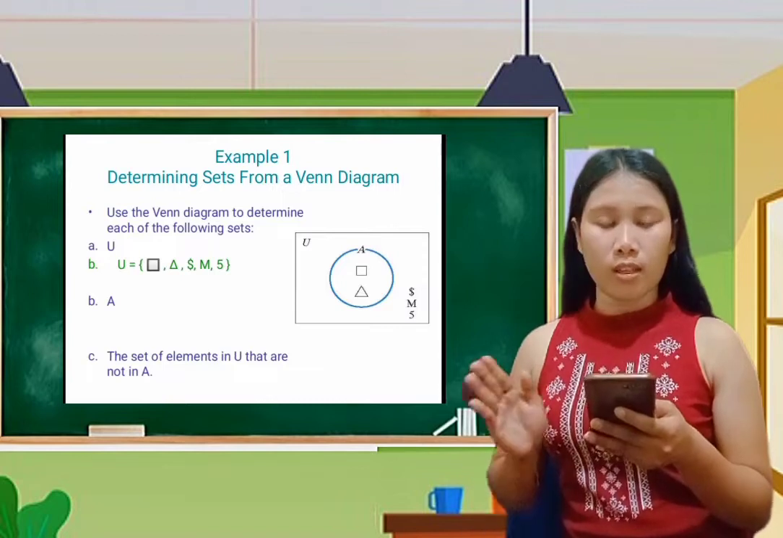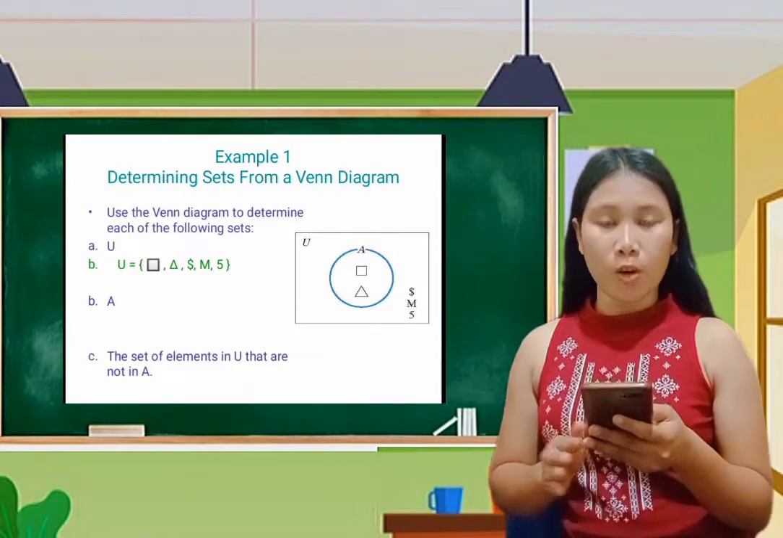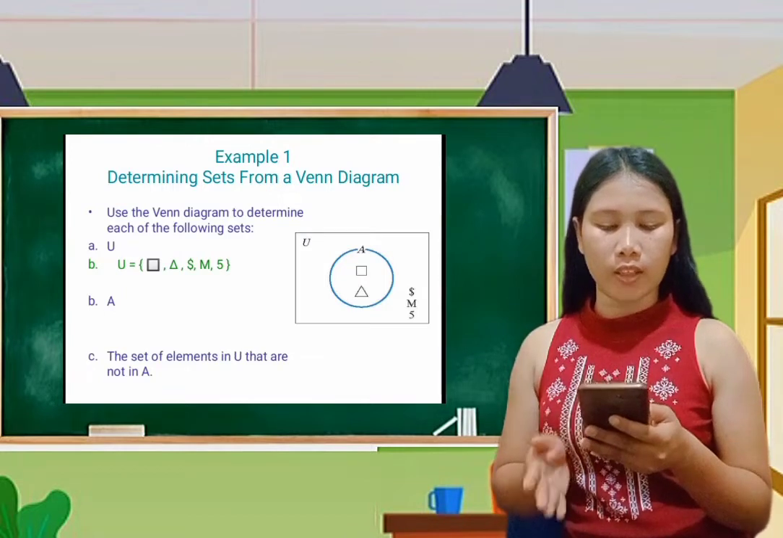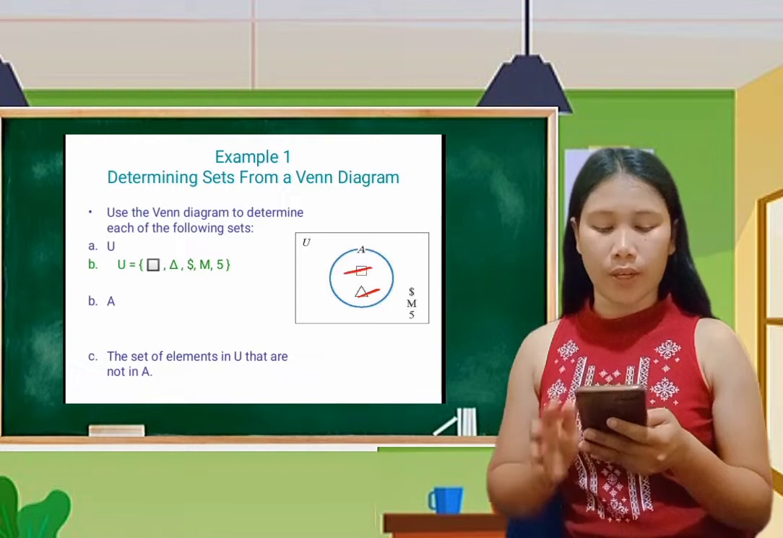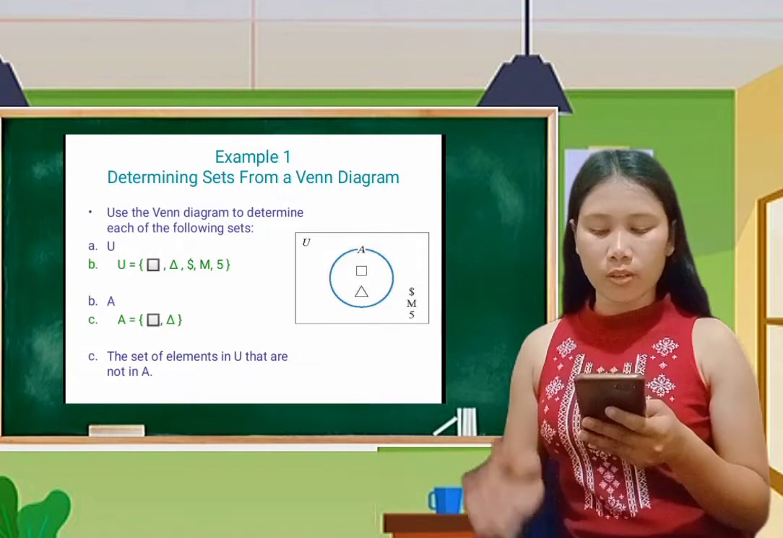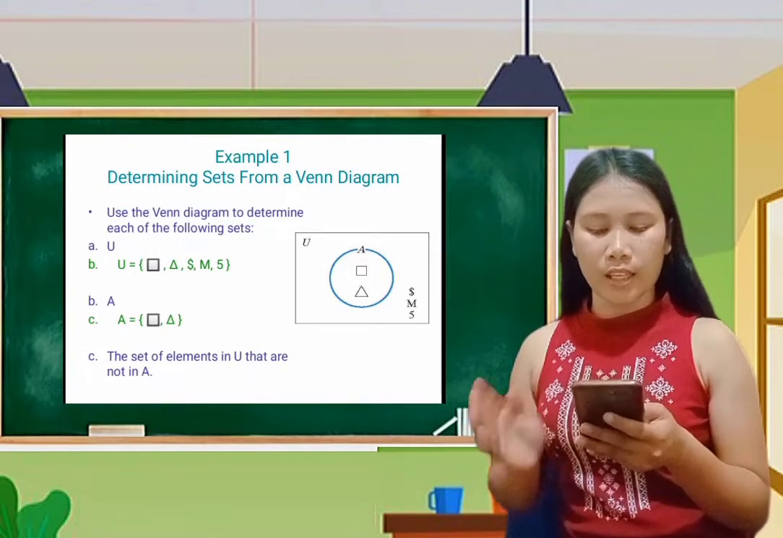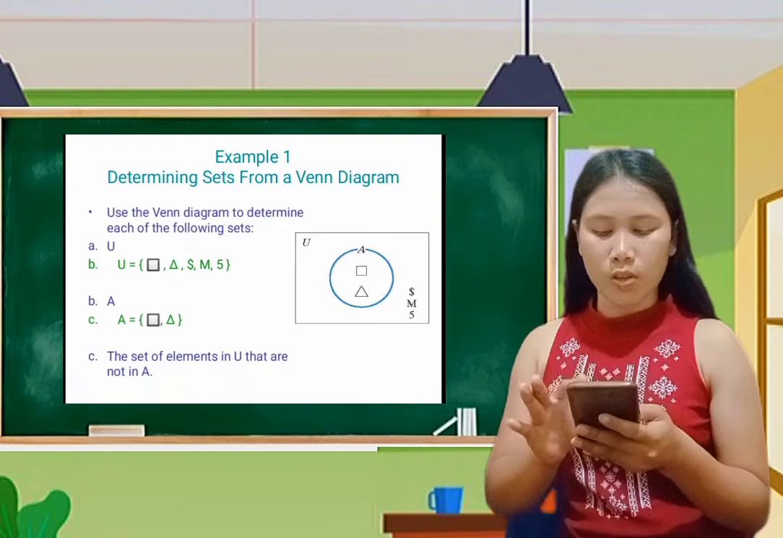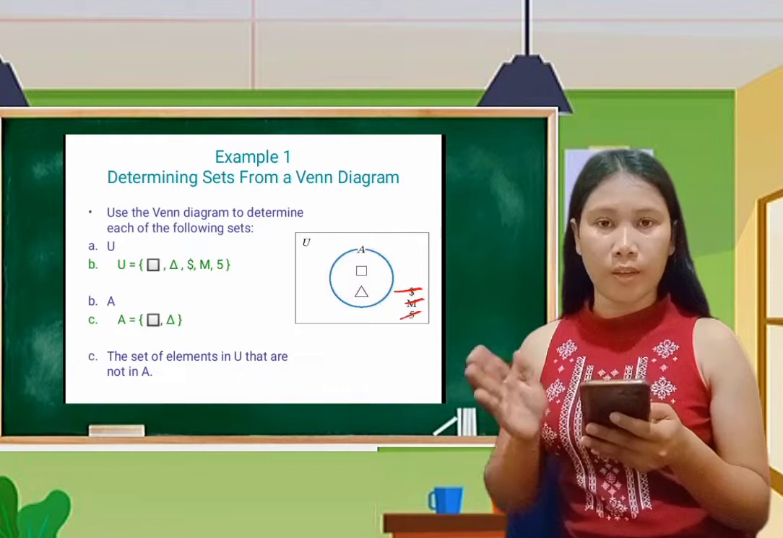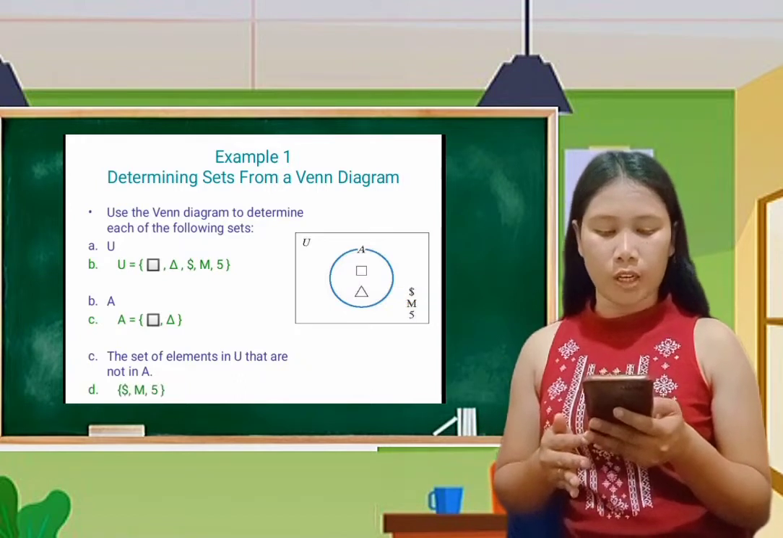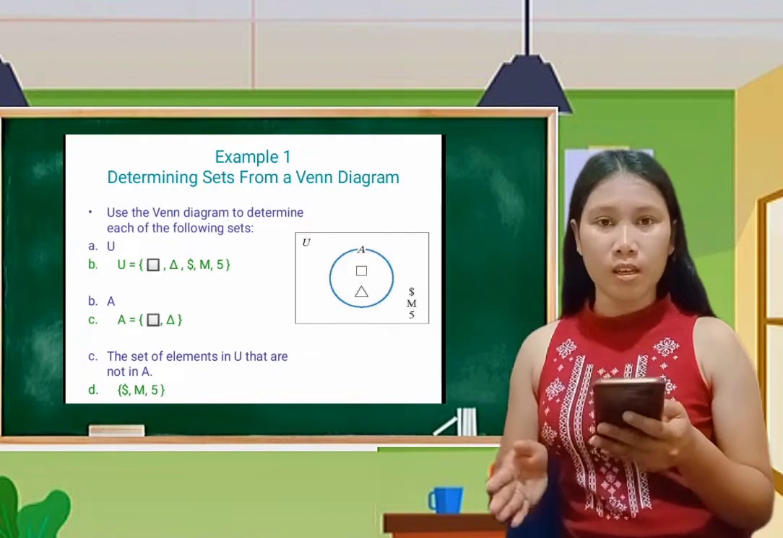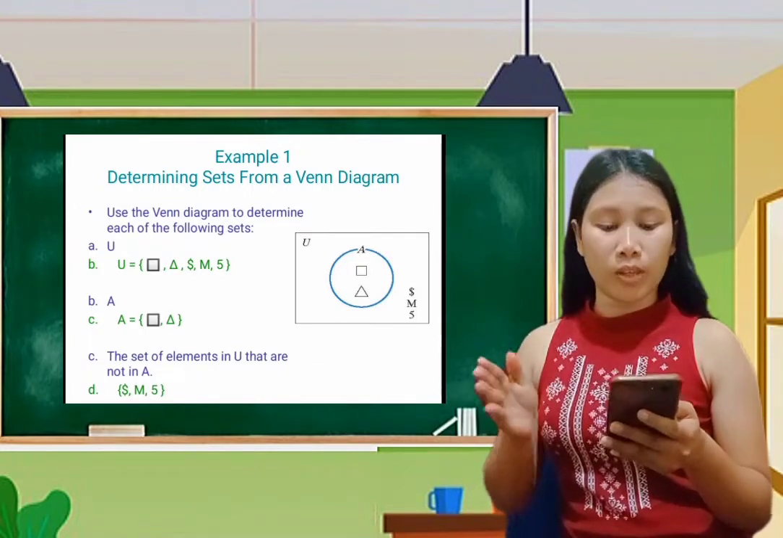What about the set of letter A? What is the element of set A here? So, the set of element of set A here are the triangle and the square. Okay, let me check. Very good. What about the set of elements in U that are not in A? So, the set of elements in U that are not in A, so the answer are the dollar sign, the letter M, and number 5. Okay, let me check. Very good. Because this dollar sign, M, and 5 is the set of all elements in U that are not in A.